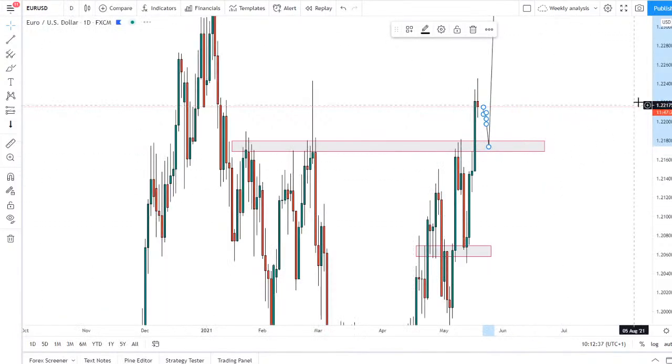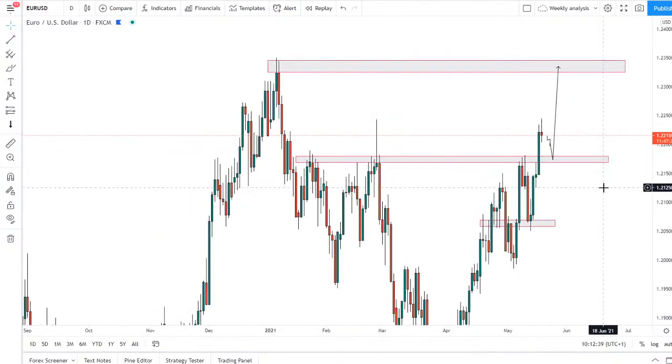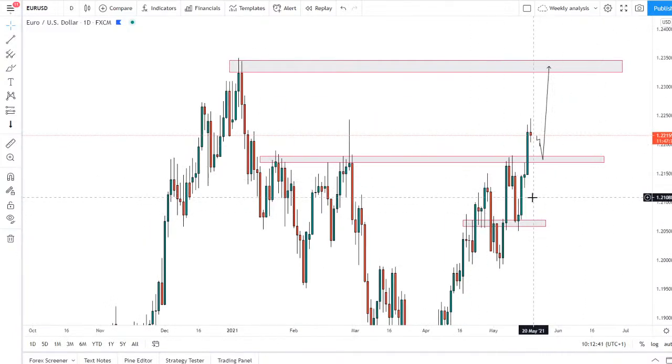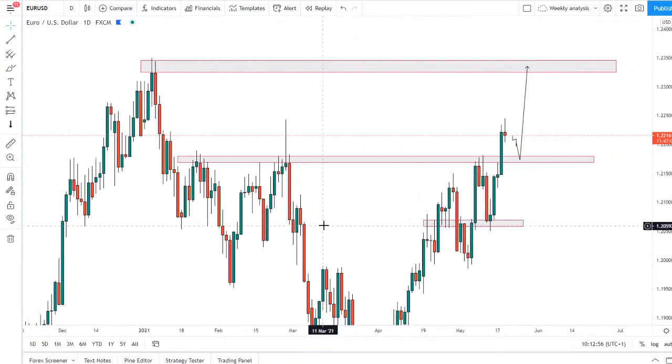If I go on the daily chart, as you can see, we had a strong close above this area, so I'm expecting to see more continuation from a daily point of view. That price is going to continue to the upside back into those highs around 1.23500. So more continuation to the upside for Euro USD with that strong break and close above that key level.